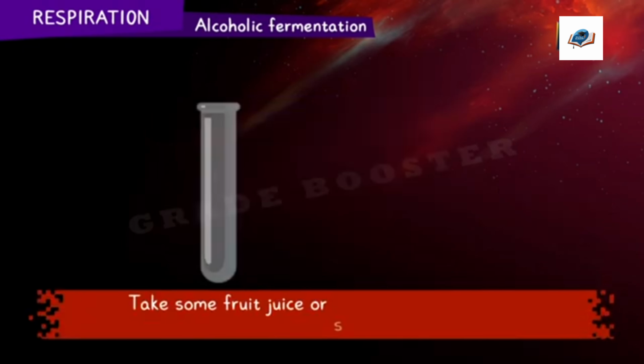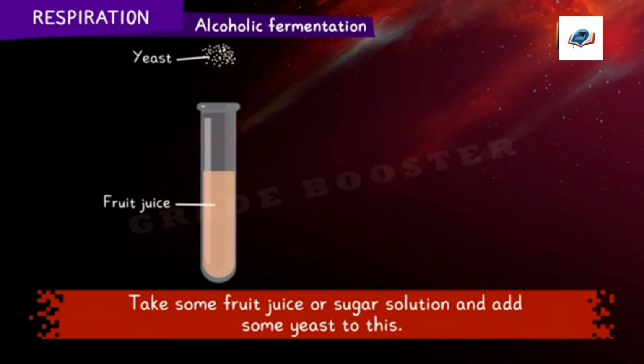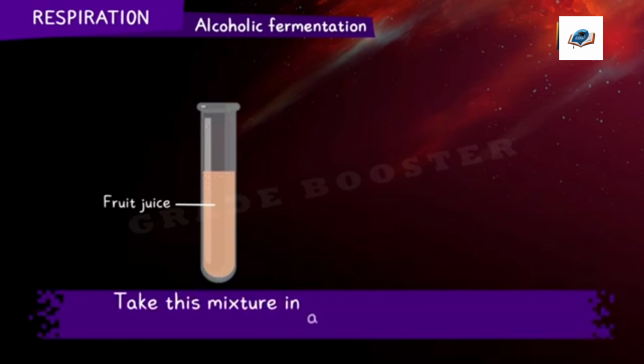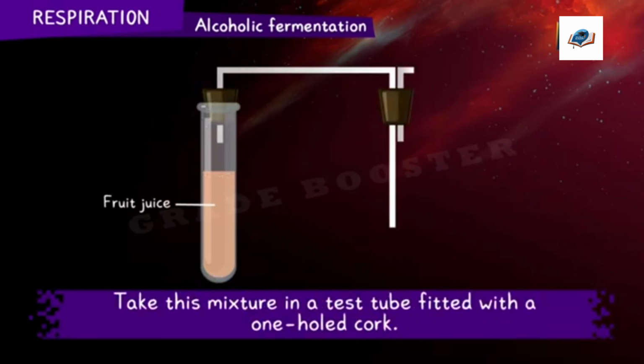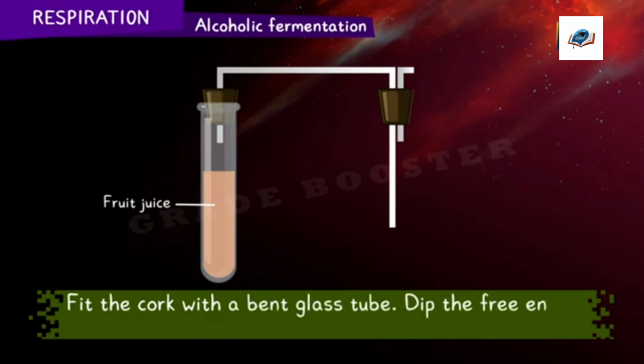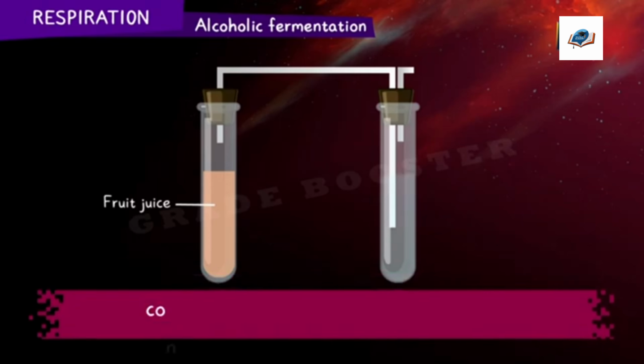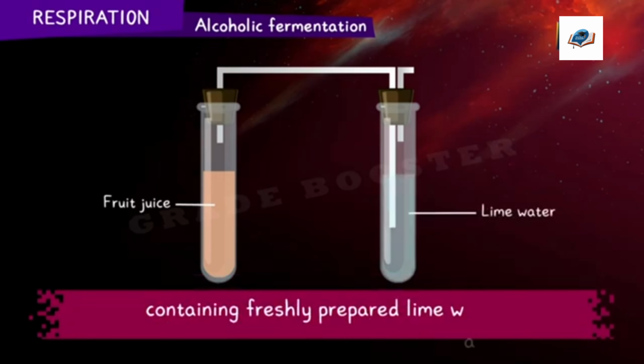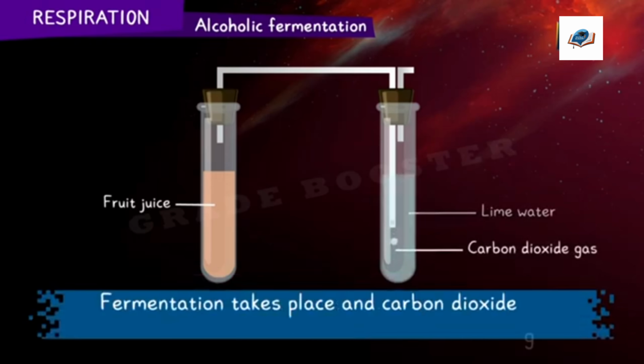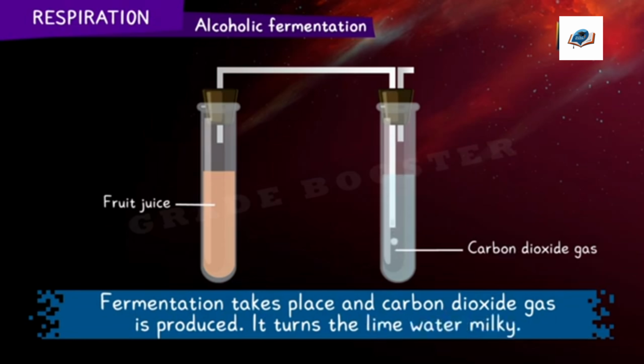Take some fruit juice or sugar solution and add some yeast to it. Take this mixture in a test tube fitted with one hole cork. Fit the cork with a bent glass tube. Dip the free end of the glass tube into a test tube containing freshly prepared lime water. Fermentation takes place and carbon dioxide gas is produced. It turns the lime water milky.